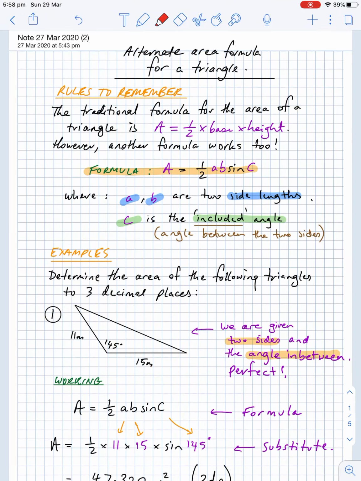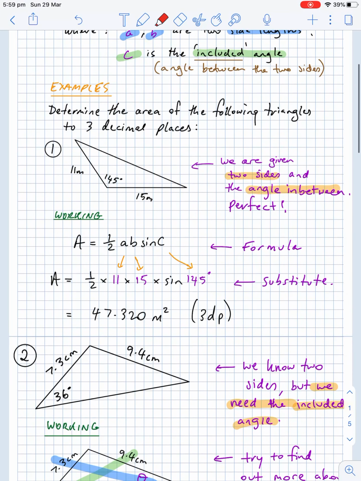So look at this triangle, guys. You know the base, like the base could be 15 meters, but you haven't been given the perpendicular height straight up to the top. So you can't use this formula here. You have to use this alternate formula. Okay, so we're given two side lengths and the angle in between, and that is exactly what we need. Perfect. So when we have this situation, we can go straight to our formula.